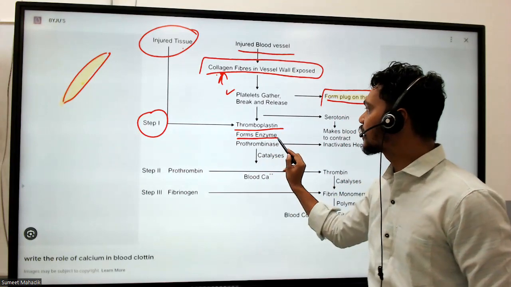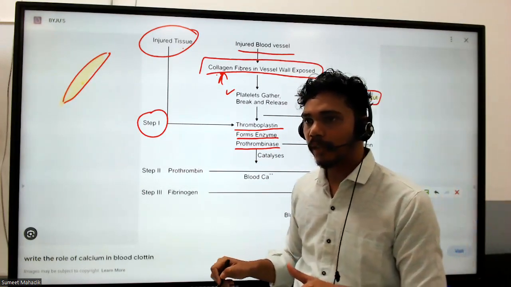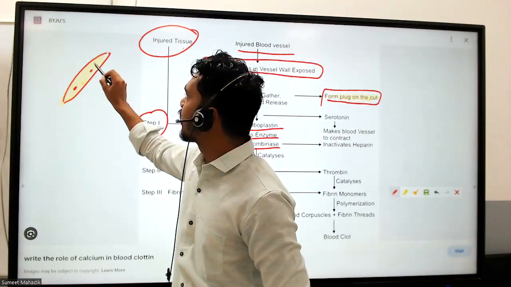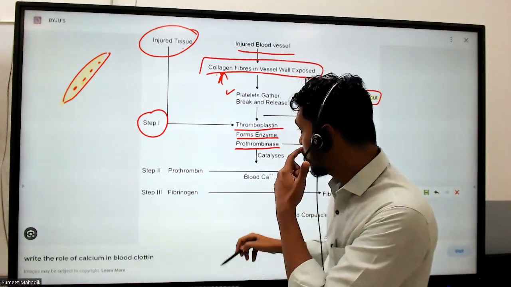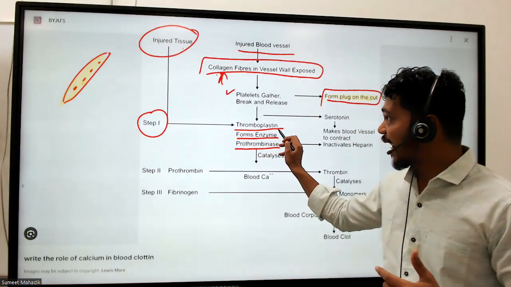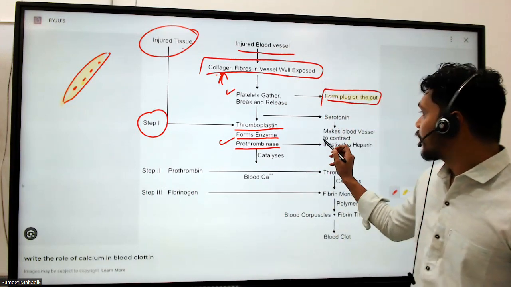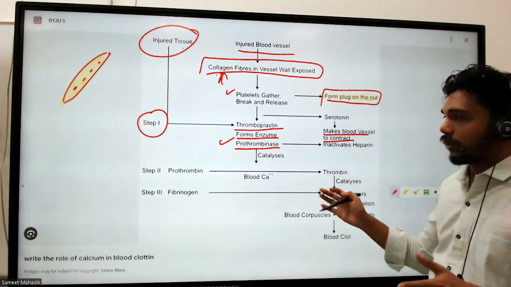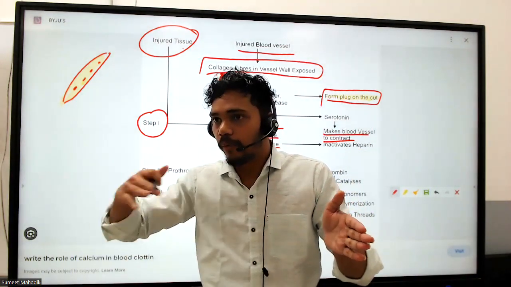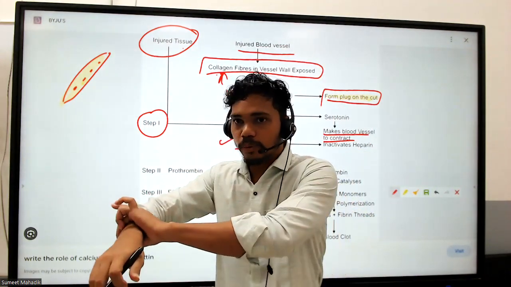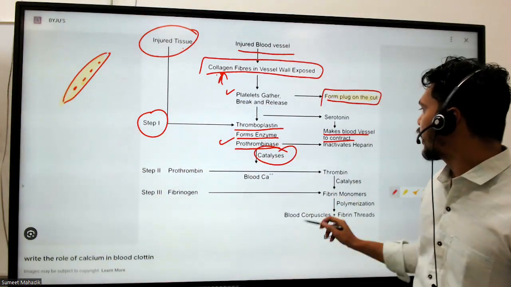Then, step 1: thromboplastin forms the enzyme prothrombinase. So who is getting activated after the platelets come into the picture? Once the platelets arrive on the injured part of the tissue, thromboplastin forms the enzyme called prothrombinase, which makes the blood vessel contract. Why contract? If there is relaxation, more blood will fall. That's why if there is an injury, we have to do like this, right? Getting my point? So it catalyzes this and inactivates the heparin.